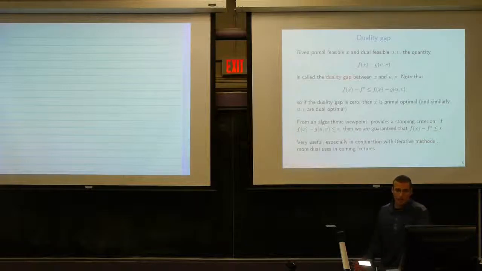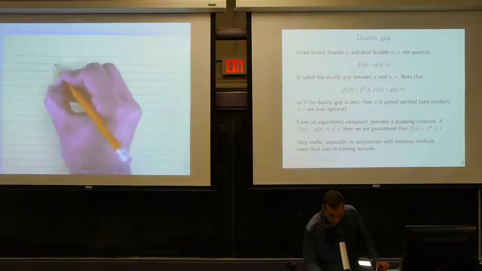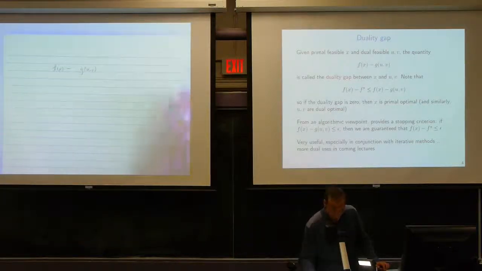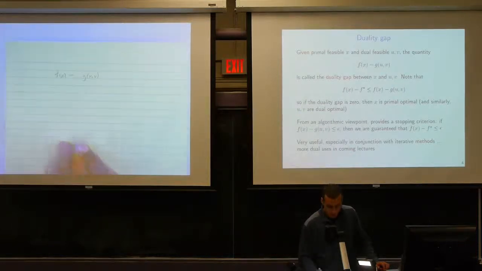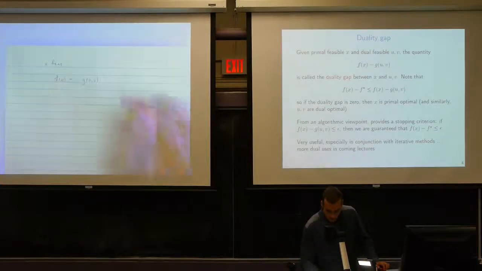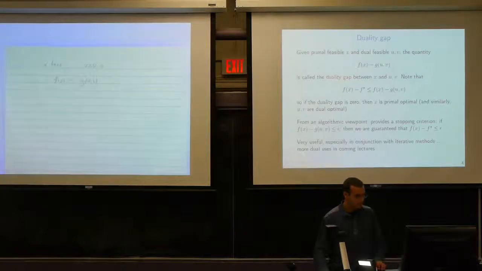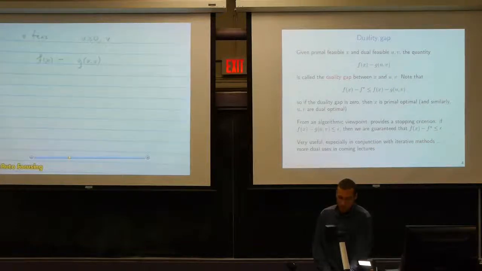One is the duality gap. So the duality gap is defined as the quantity f of x minus g of u, v, if I have a pair of primal feasible and dual feasible points. So if x is feasible for the primal, and I have u bigger than or equal to 0 and v, then this is called the duality gap between my primal and dual problems at these points, x and u, v.